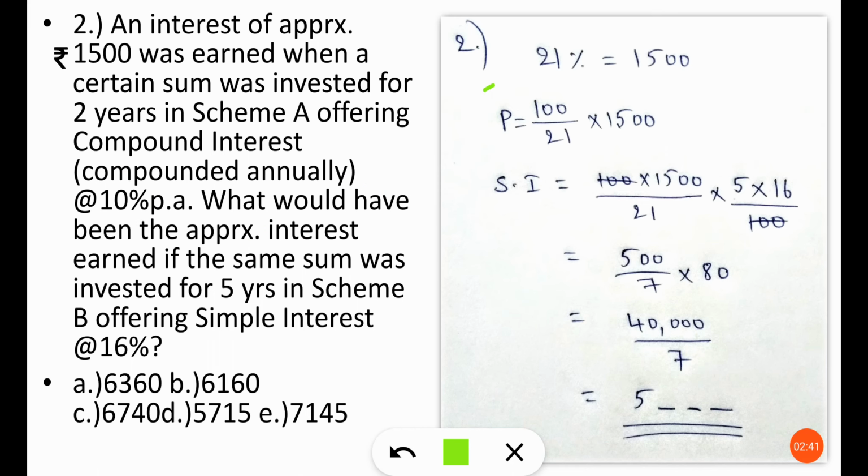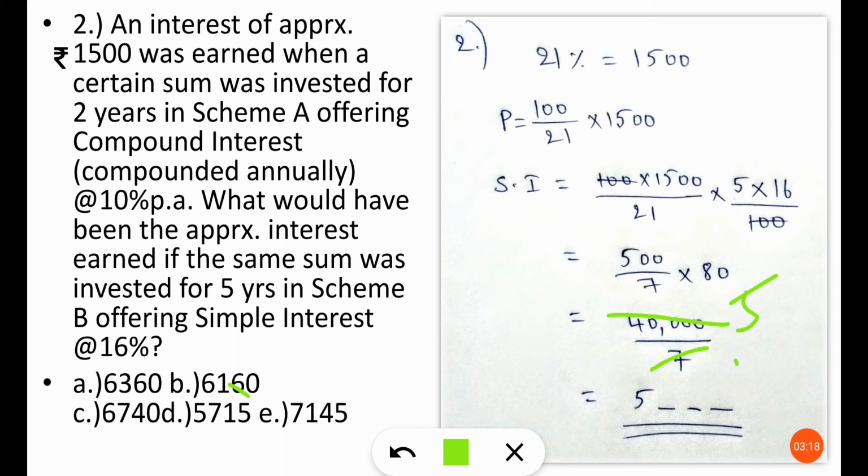So 21% is 1500. This is CI, and 100%, that means the principal, is always 100%. So what is 100%? 100 by 21 into 1500. This entire term is the principal. Now this principal is invested in scheme B for simple interest. So PTR by 100. Principal, time is 5 years and rate is 16% per annum. After all the cancellation, we get 40,000 by 7. 8 5s are 40, 40,000 by 7. Don't multiply completely, just cancel one time, 7 5s are 35.